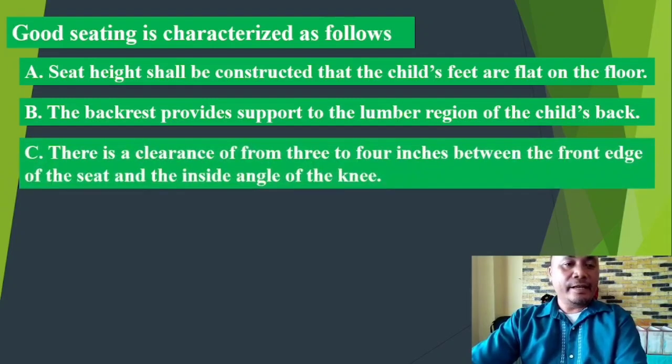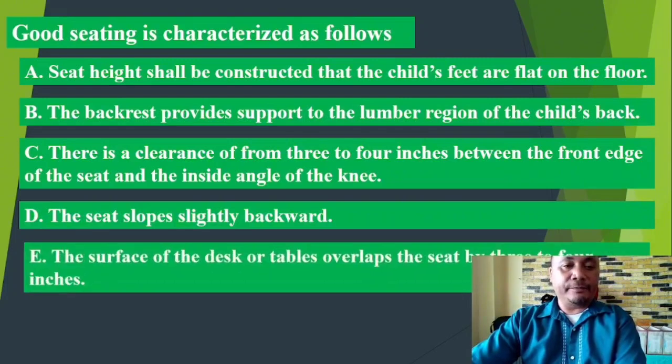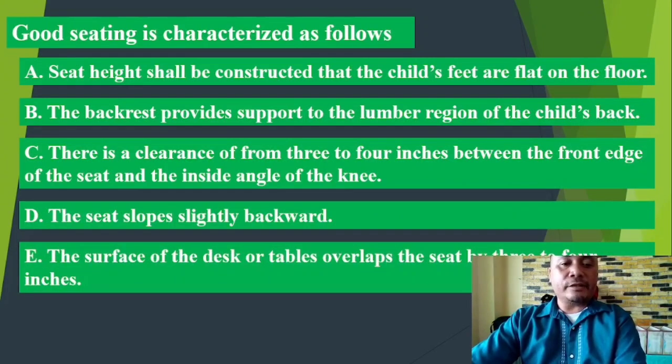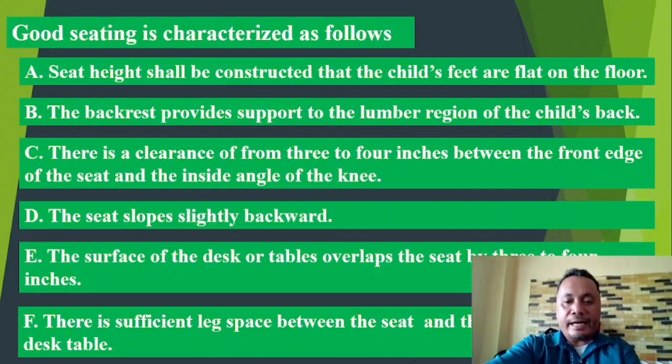And then there is a clearance of 3 to 4 inches between the front edge of the seat and the inside angle of the knee. And then the seat slopes slightly backward. The surface of the desk or table overlaps the seat by 3 to 4 inches, and then there is sufficient leg space between the seat and the underside of the desk or table.